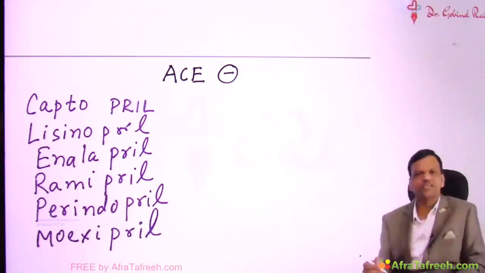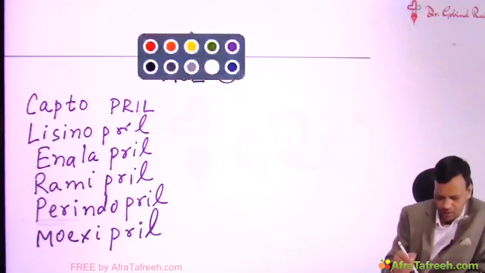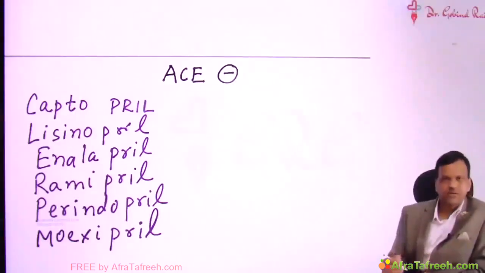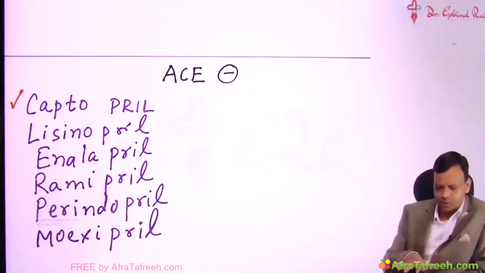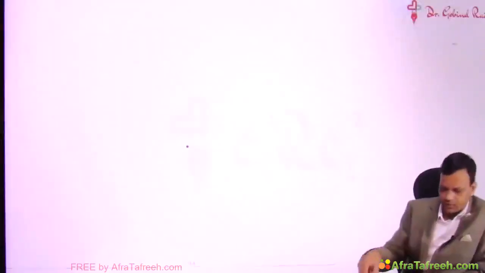So any drug which ends with pril is an ACE inhibitor. Drugs ending with pril are ACE inhibitors. And all the important points regarding the ACE inhibitors we can remember from the first drug, captopril. So captopril is used to remember all the important points regarding ACE inhibitors. So we'll write captopril.